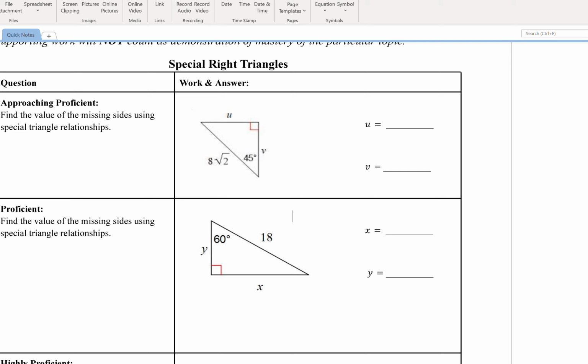About special right triangles. This first, we're going to do approaching proficient. We'll also do the proficient in this video. So let's start here with the first question. Find the value of the missing sides using special triangle relationships.